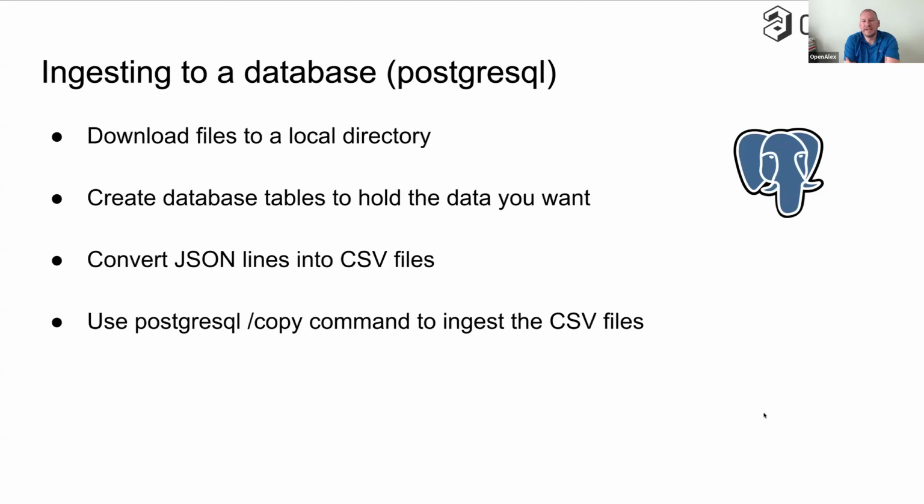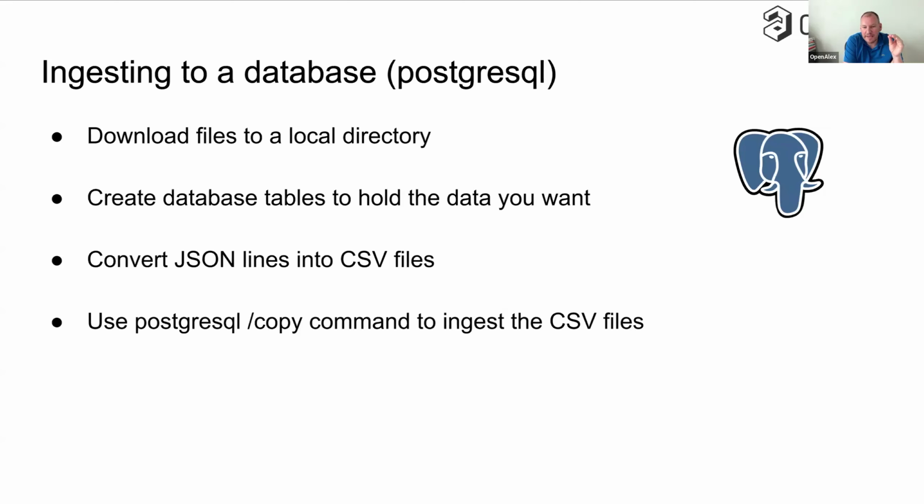So let's talk about ingesting to a database. We'll first start with a relational database such as PostgreSQL. What you're going to want to do first is download files to a local directory, or if you're working with a server, that'll be much better. But at some point, you're going to want to do that initial step and download the files into a local folder, so you have them available to work with.